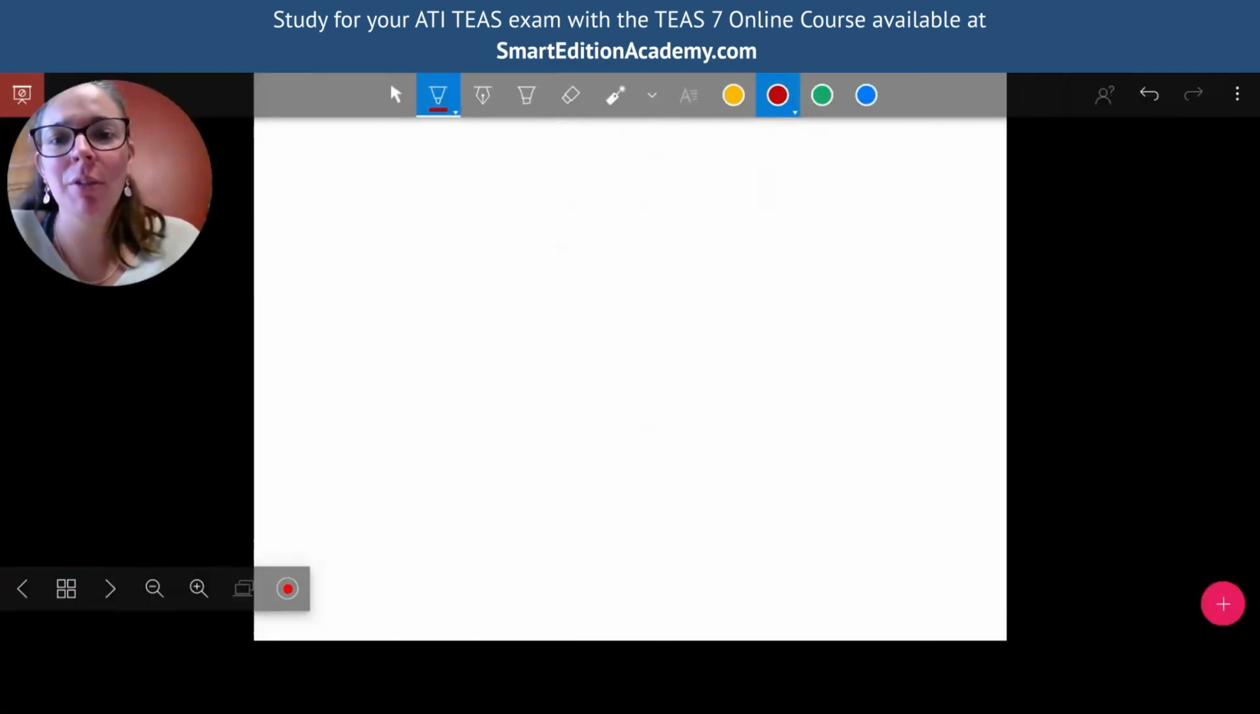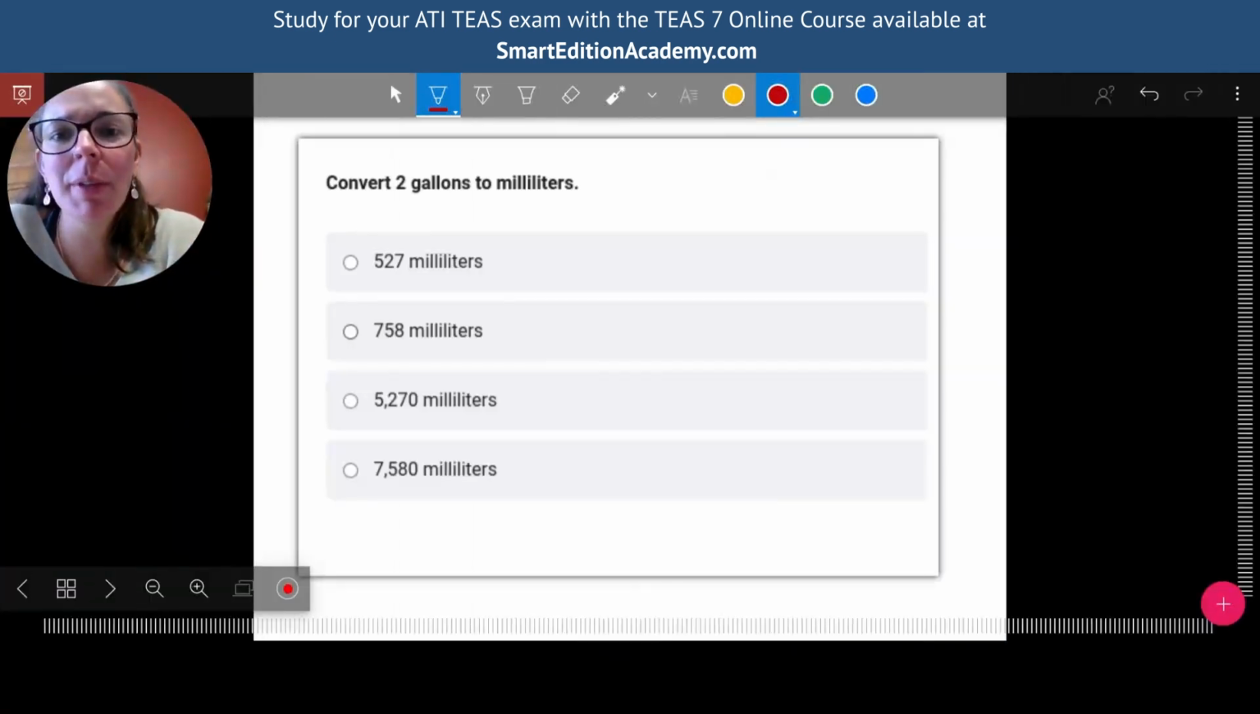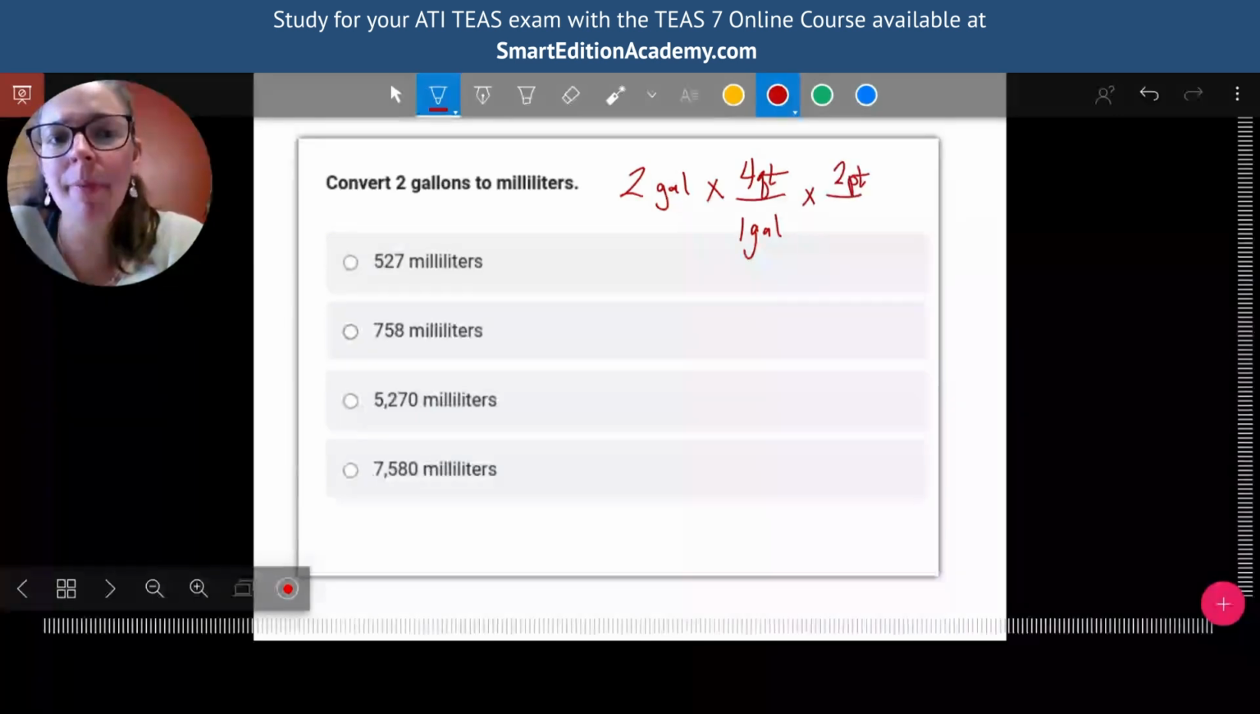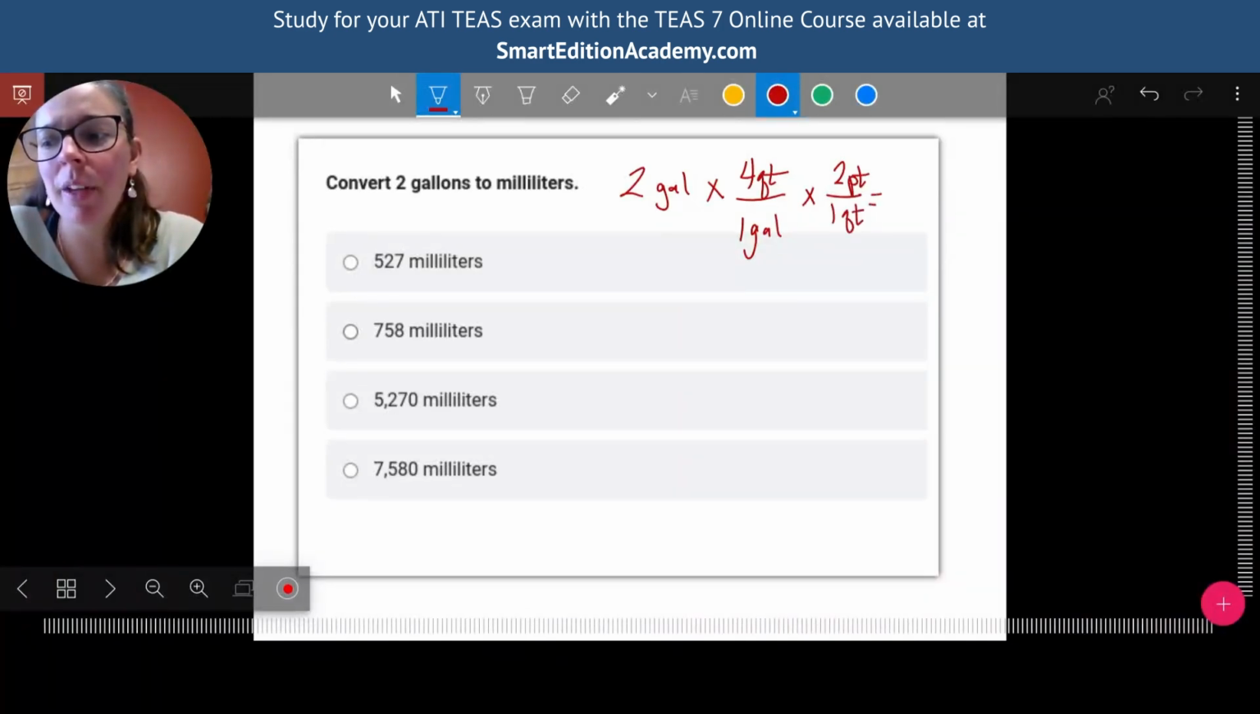Okay, so to go from gallons to milliliters. 2 gallons. What we have to do is multiply by 4 because there are 4 quarts in 1 gallon. I'm just going to write this in a different way. I'll show you why I'm doing it this way. Then I'm going to go to pints. There are 2 pints in 1 quart. Now I'm going from pints to cups. So there are 2 cups in 1 pint.